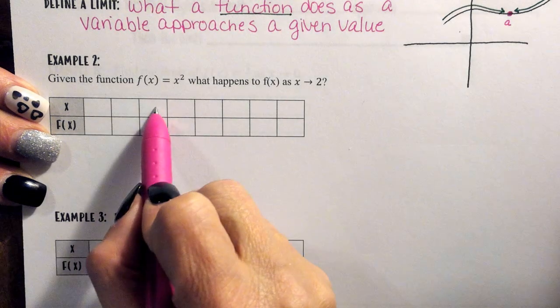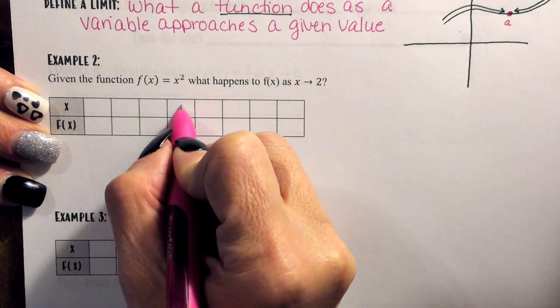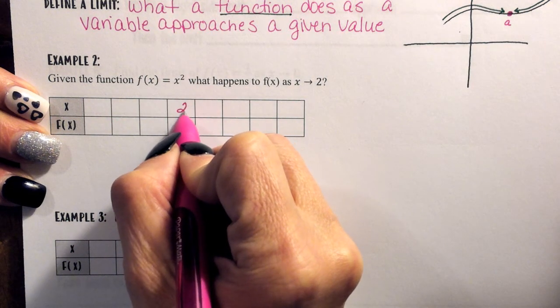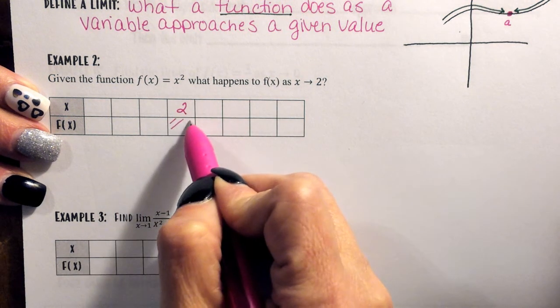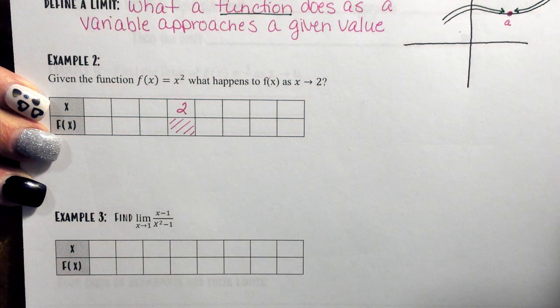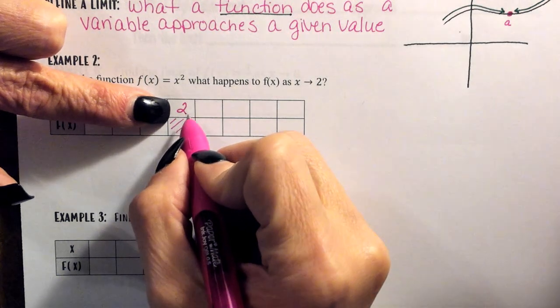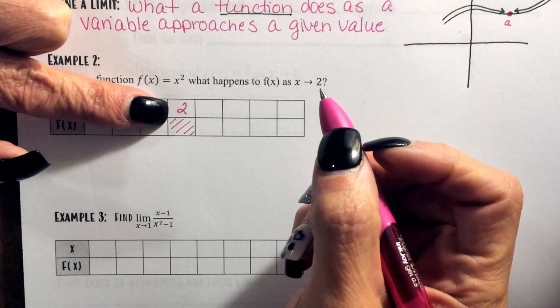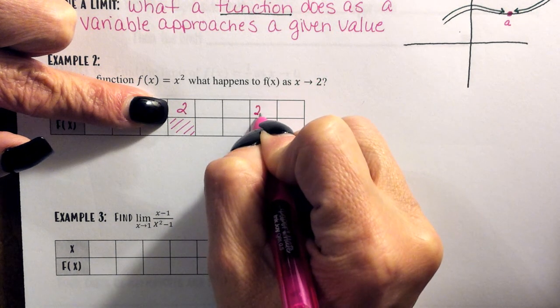So let's go 1, 2, 3, and then right here, let's put the 2 in the middle. And here's the trick. This is a little bit different. We're not caring about what happens at 2. We want to know as we approach 2 from the right and as we approach 2 from the left, what happens. So we're going to say a number bigger than 2. Maybe you think, well, what about 2.5? Okay, let's put 2.5 right here.